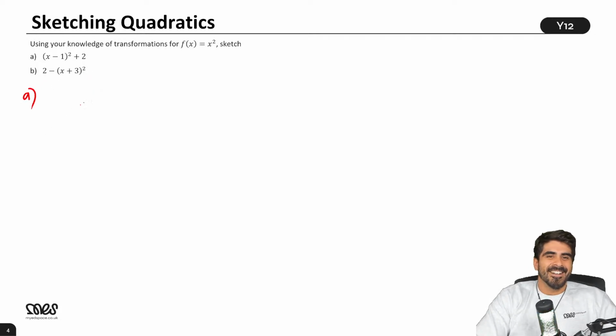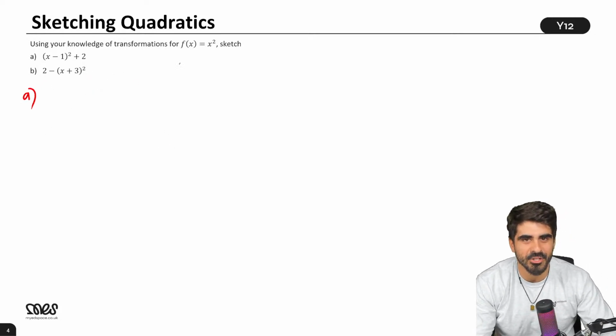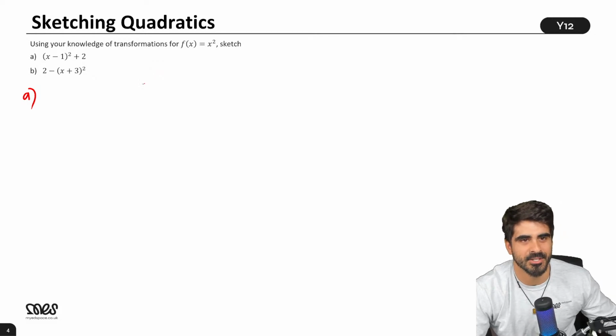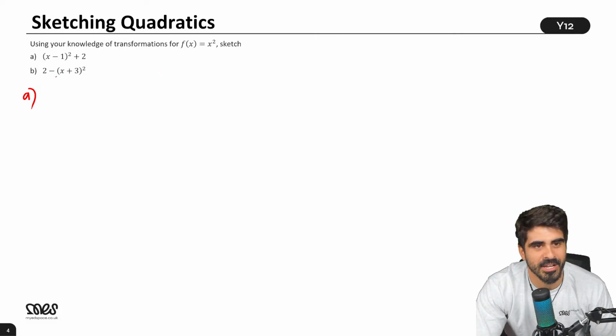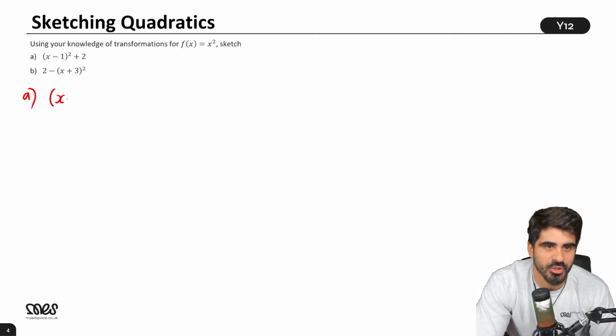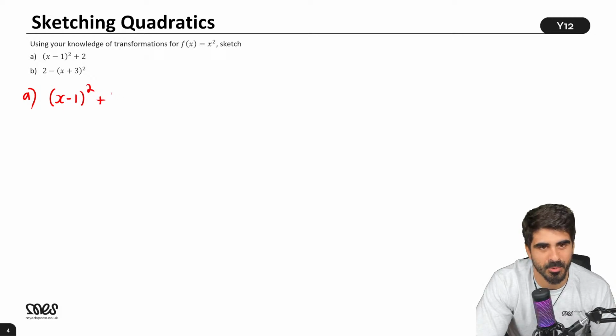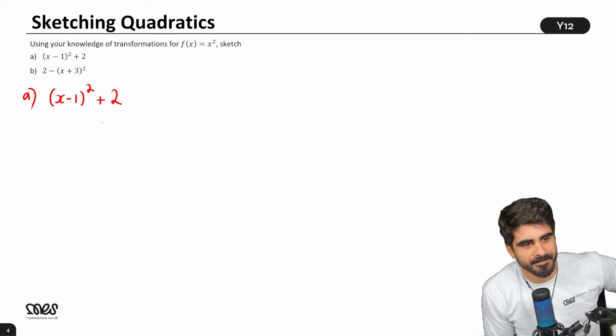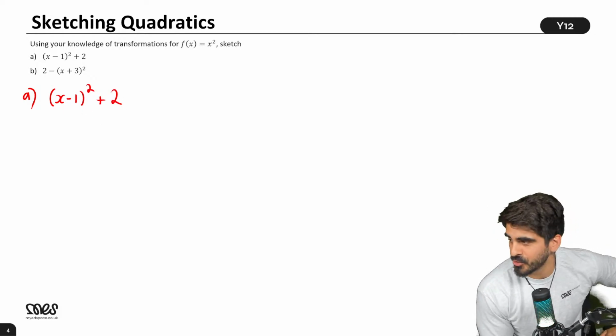Hey, yo. So use your knowledge of transformations for f of x equals x squared to sketch this. Okay, so very informally, guys, what transformations are we doing to the x squared graph here? What transformations?